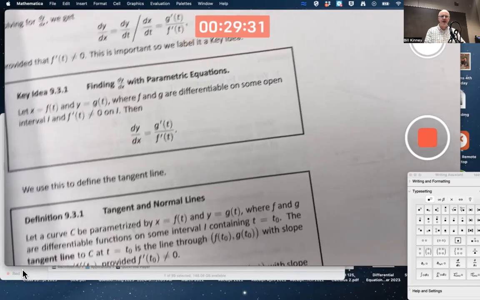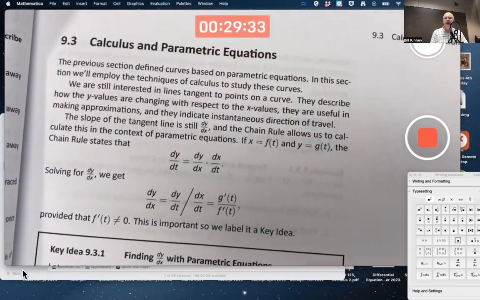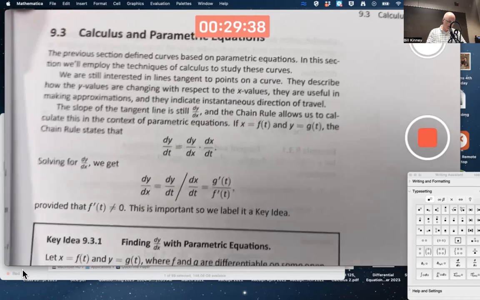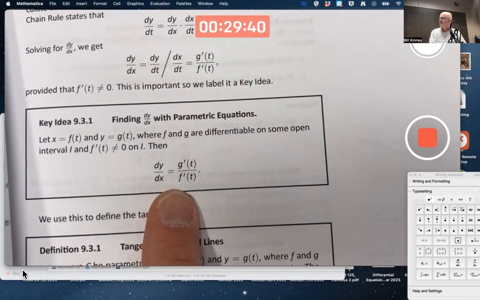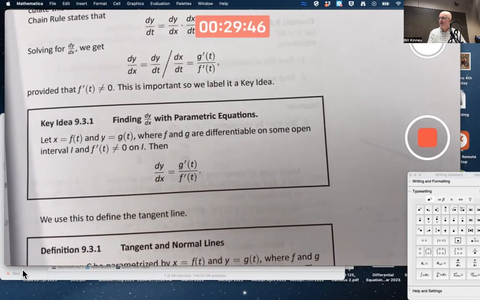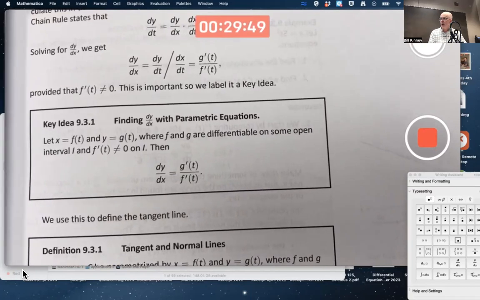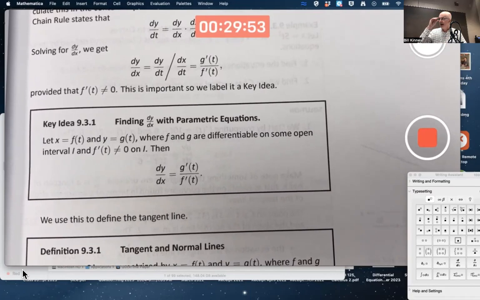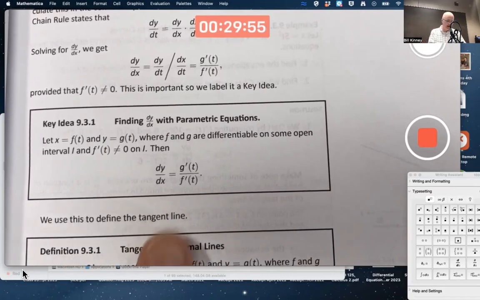Next section was about calculus and parametric equations. That's pretty important there. Find the slope along a parametric curve, dy dx. We're not talking about the speed. We're not talking about dx dt or dy dt individually. We're combining them to find the slope in the xy plane at any value of t, as long as you don't divide by 0.